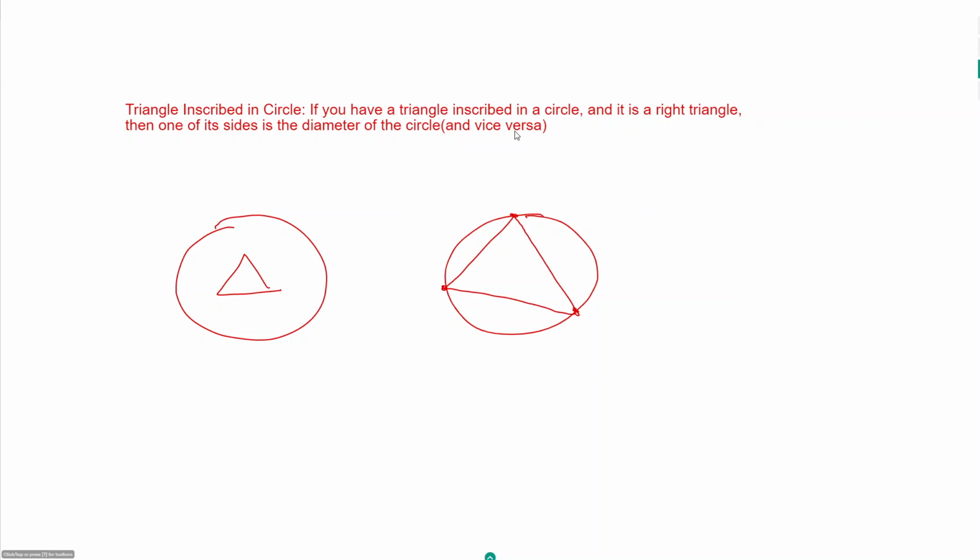So if you have a triangle inscribed in a circle and it is a right triangle, then one of its sides is the diameter of the circle. The hypotenuse of the triangle is the diameter of the circle, and vice versa. So what that means is if you have a triangle inscribed in a circle and you know that one of its sides is the diameter, then that triangle is a right triangle.